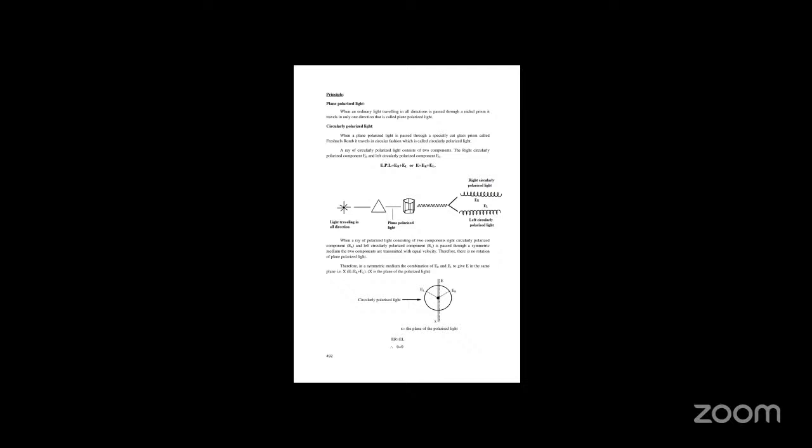The plane polarized light: when ordinary light traveling in all directions is passed through the Nicol prism, it travels in one direction. That is called plane polarized light. The circularly polarized light: when plane polarized light is passed through a specially cut glass prism called the Fresnel rhomb, it travels in a circular fashion, which is called circularly polarized light.